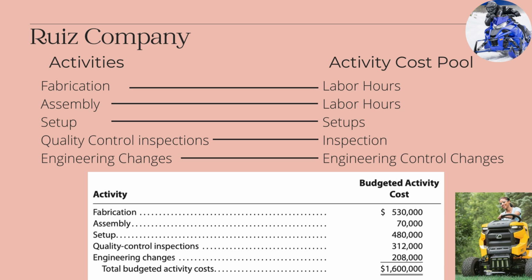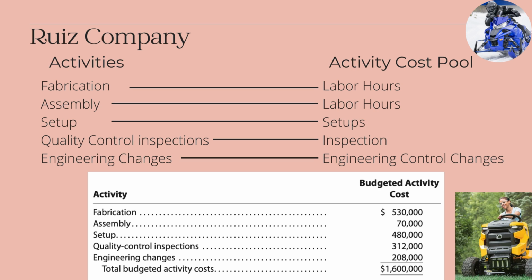First, the fabrication. This consists of cutting metal to shape the product. This activity is machine and labor intensive, thus the labor hours. Assembly consists of manually assembling machine pieces into a final product. Thus this activity is also labor intensive, with labor hours as the activity cost pool. Setup consists of changing tooling in machines in preparation for making a new product. Each production run requires a setup.